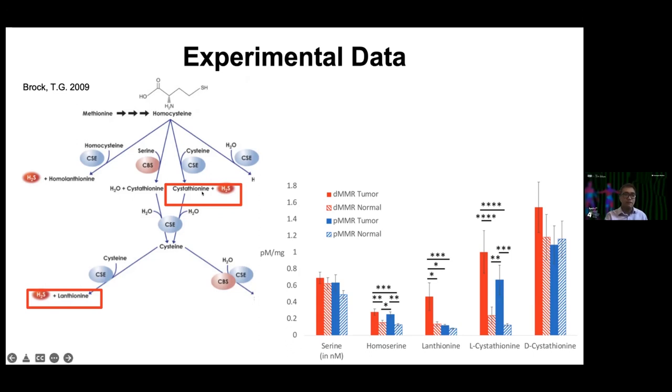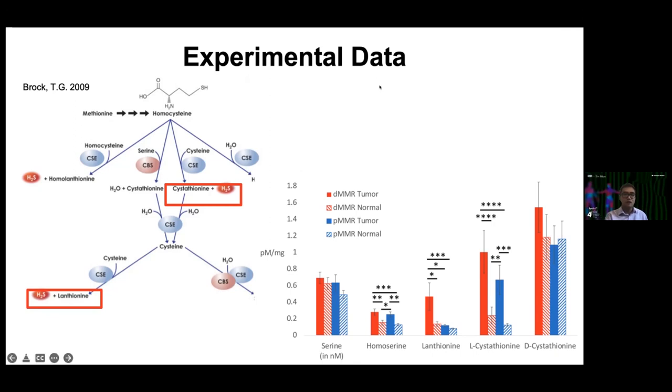So in particular, cystathionine and lanthionine are bacterial only. And you can see that for both of these, they're made more often in tumors than in normal adjacent cells. And this seems to confirm our hypothesis that H2S is driving colorectal cancer, particularly in deficient mismatch repair colorectal cancers, which are in red here. The red solid bar is the deficient mismatch repair colorectal cancer, and the hashed bar is the normal, and blue is proficient mismatch repair colorectal cancer.